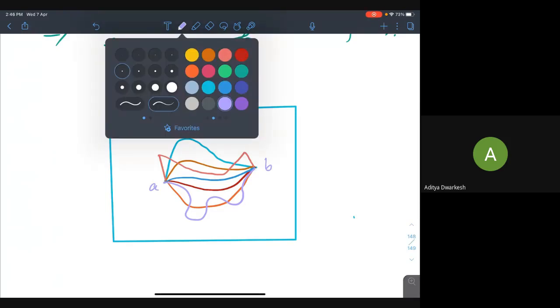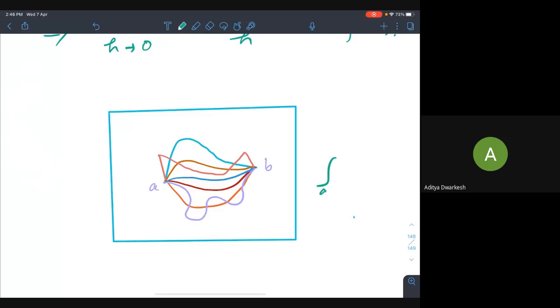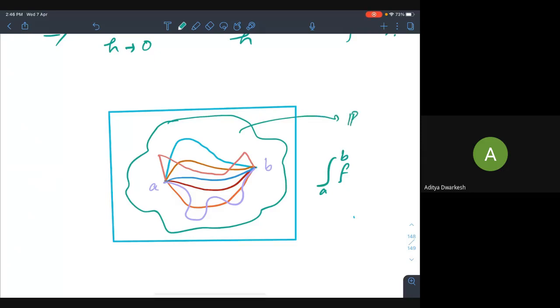Now the point is, if you want to define the integration A to B, suppose some function is there from here to R. So this is the function, and you want to define this integration along the path, right? So the path integration you want to define. Well, if so, you may not be able to define this integration A to B.